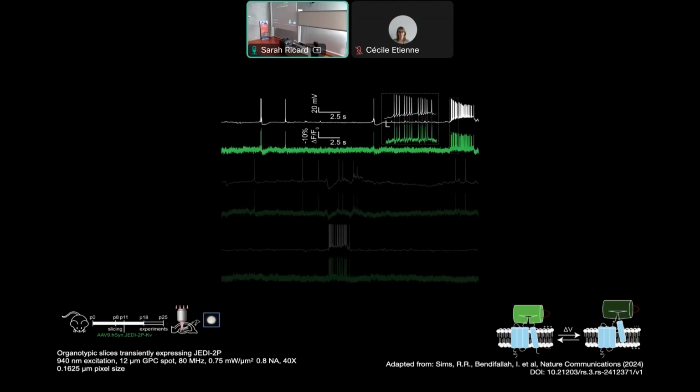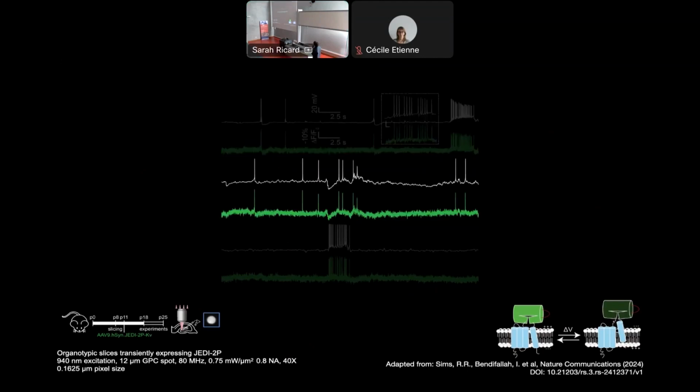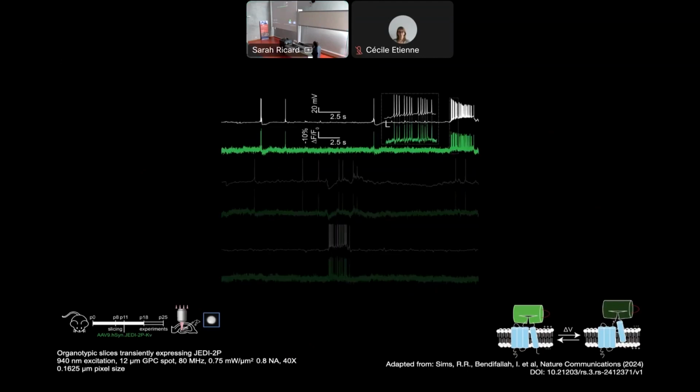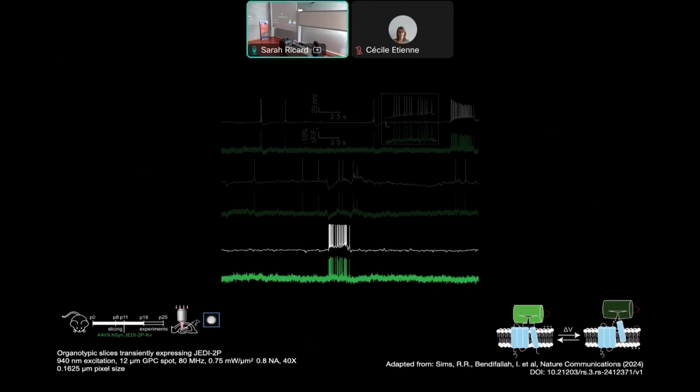And now here we can start to do something interesting. So this is the underlying electrical activity of the cell. And in green are the fluorescence traces. So what you can see is that we're really well able to track these action potentials with very high signal-to-noise ratio. And we can do that in many cells at the same time. So now using these tools, we're able to precisely record the electrical activity of cells in a non-invasive manner.